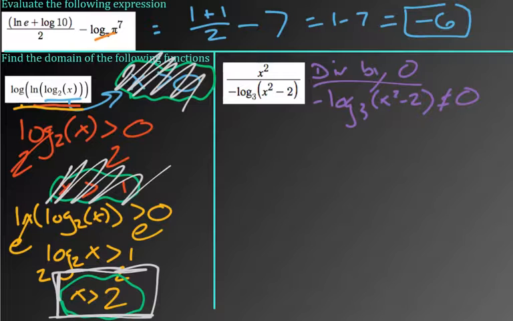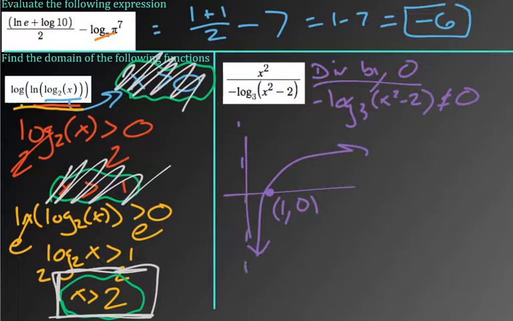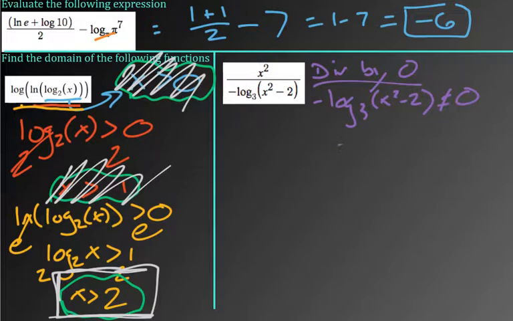If you think of your log graphs, your basic logs, if you plug in 1, there you go, you get 0, right? This is kind of your basic log. So we know that if this inside thing ends up being a 1, that's how we're going to get a 0. And so that's going to be an issue. So what we have to do is take the inside, and we don't want it to be 1, right? Because if it's 1, then we'll get 0 on the bottom.